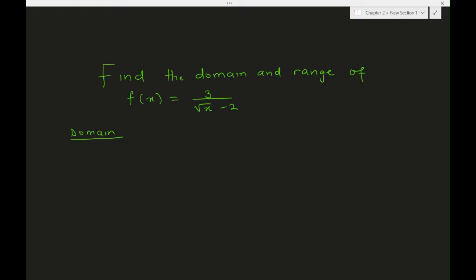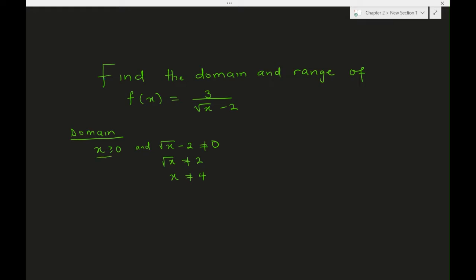To find the domain here, we have an even root, so we need x to be greater than or equal to 0. And we don't want the denominator to be equal to 0. So this means that root of x cannot be equal to 2, which means that x cannot be equal to 4 as we square both sides.